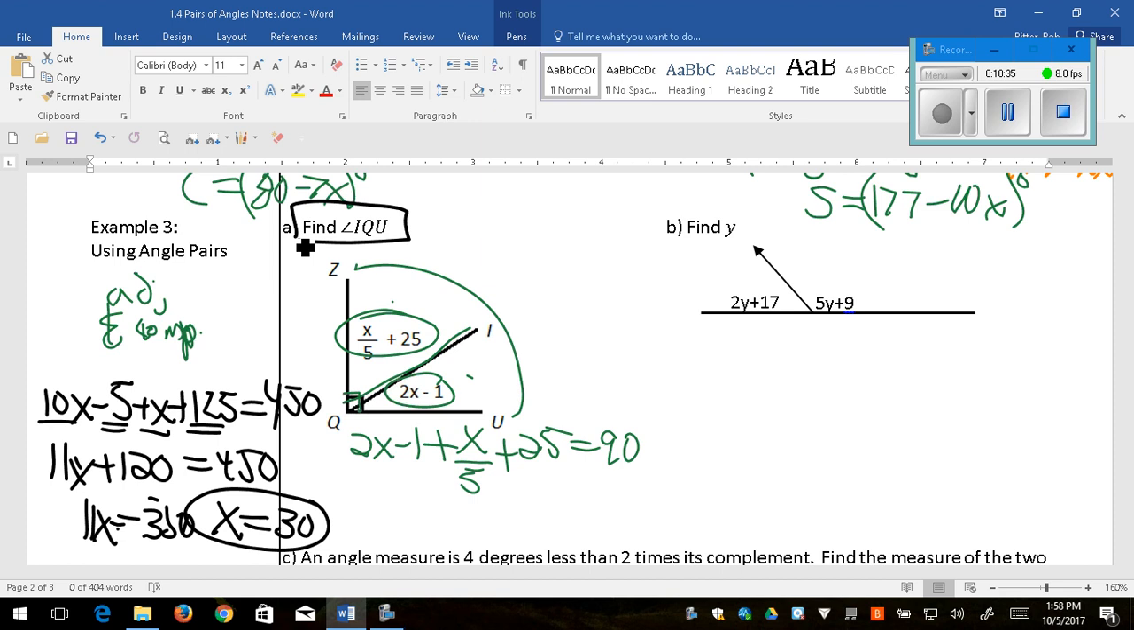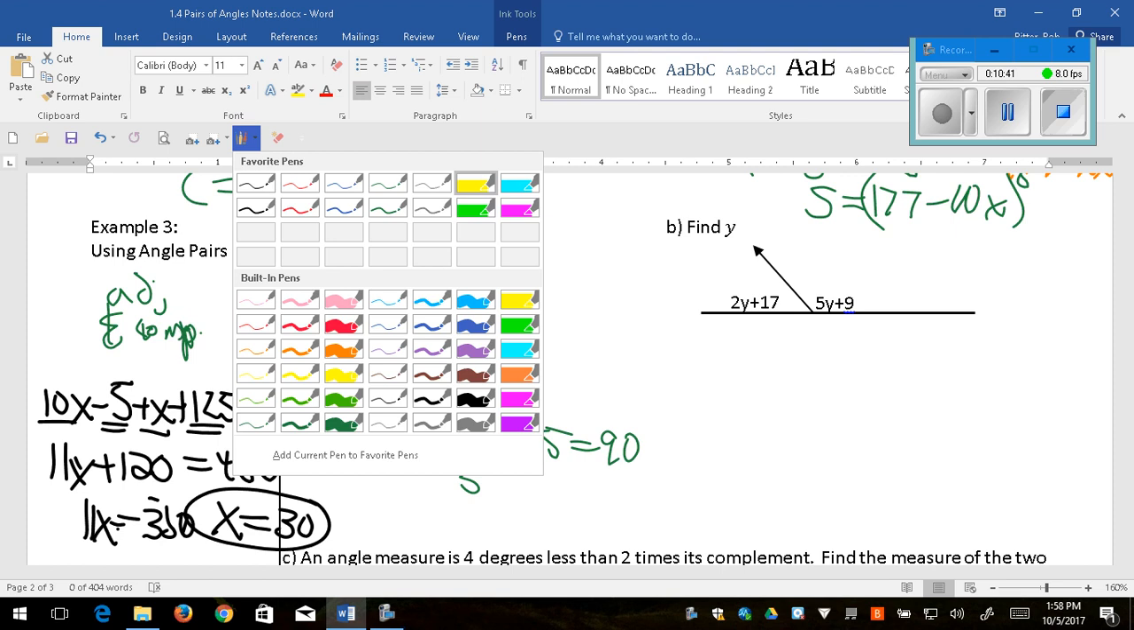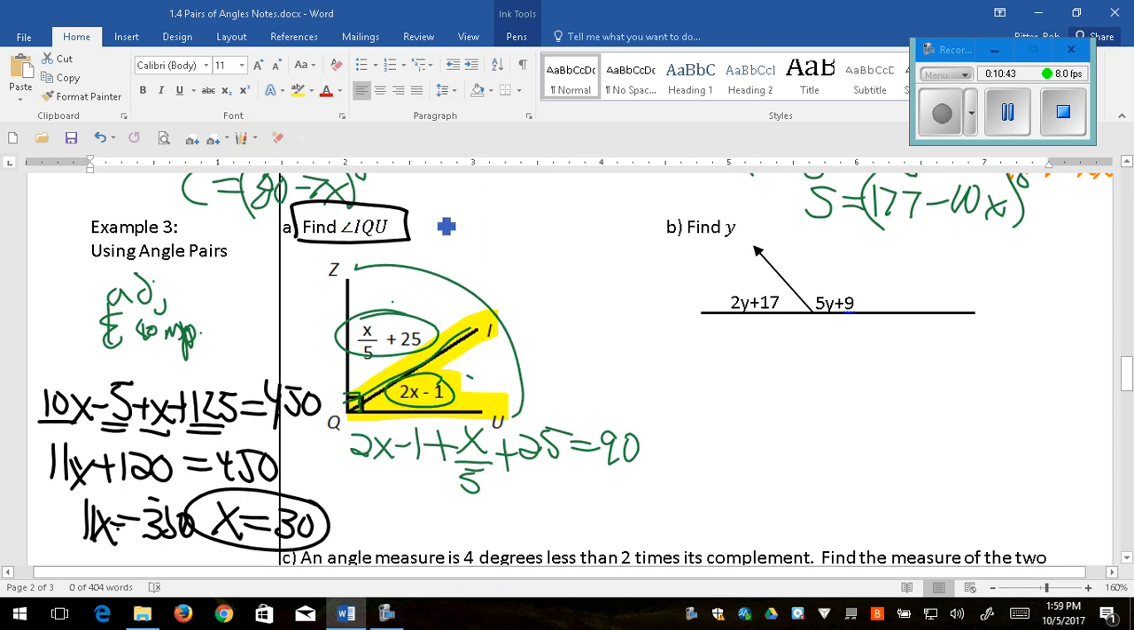But I'm solving for the angle IQU, which uses this expression. So that means that I have to do 2 times the quantity 30, or 2 times 30 minus 1, which is 60 minus 1, so 59 degrees. Now I could also ask you to find its complement, which would be by plugging that into here, since the two are supposed to add up to 90.